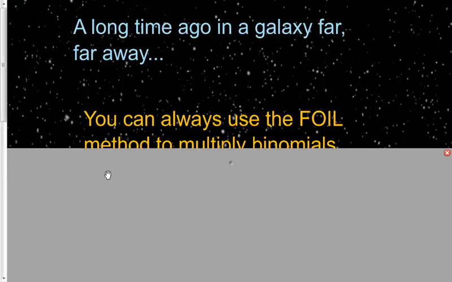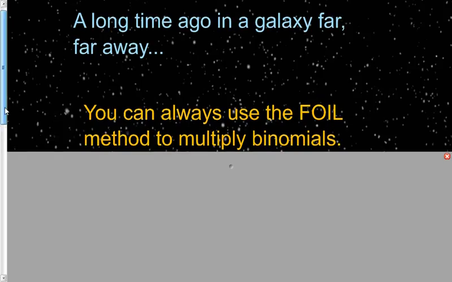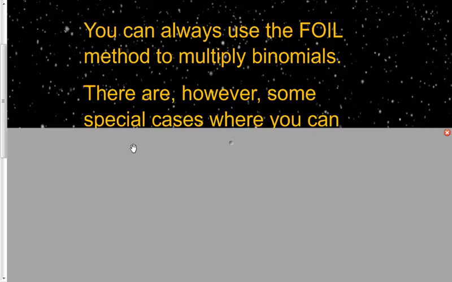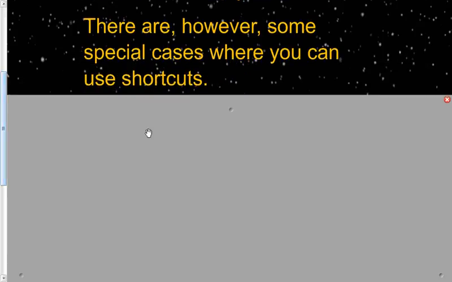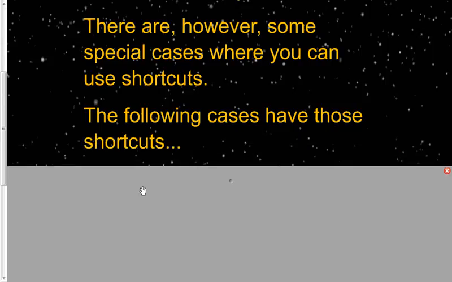You can always use the FOIL method to multiply binomials. There are, however, some special cases where you can use shortcuts. The following cases have those shortcuts.